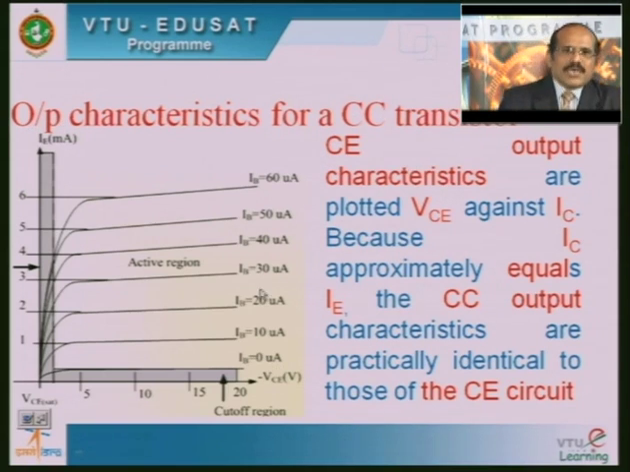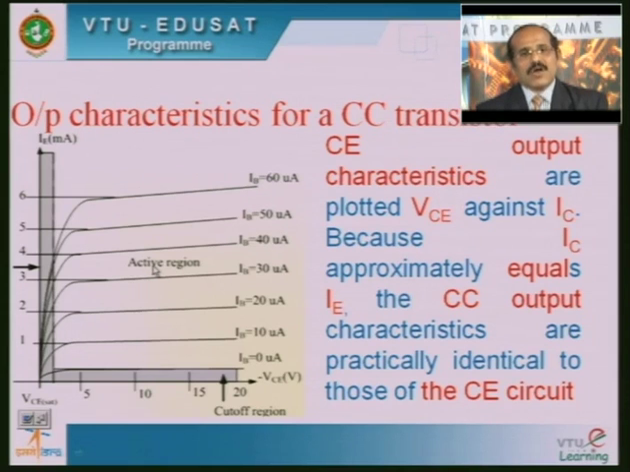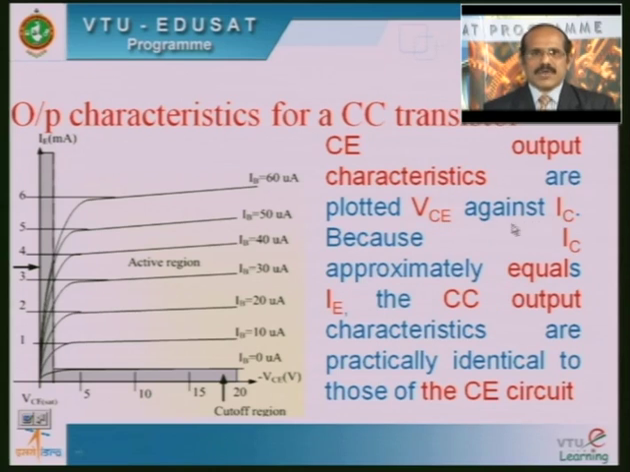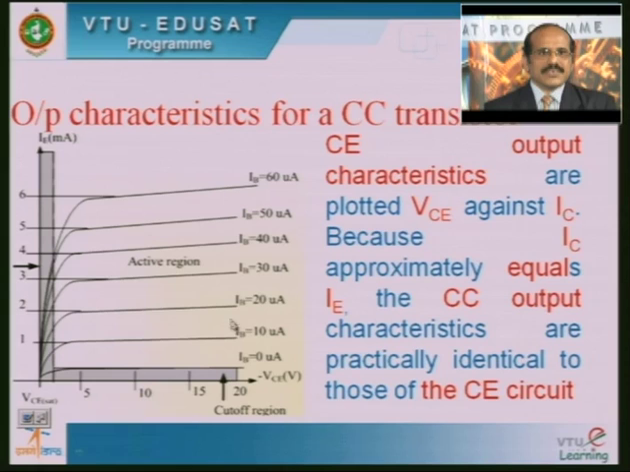What is the input here? Input is the base, output is emitter. Therefore, output voltage is VCE, output current is IE, keeping the input current, that is base current, constant. So what can you note from this? One thing is that the CE output characteristics are plotted VCE against IC, because IC is approximately equal to IE. The CC output characteristics are practically identical to those of CE.